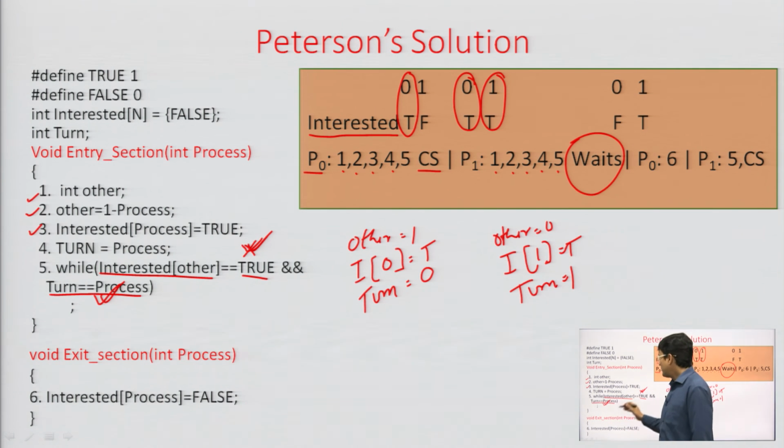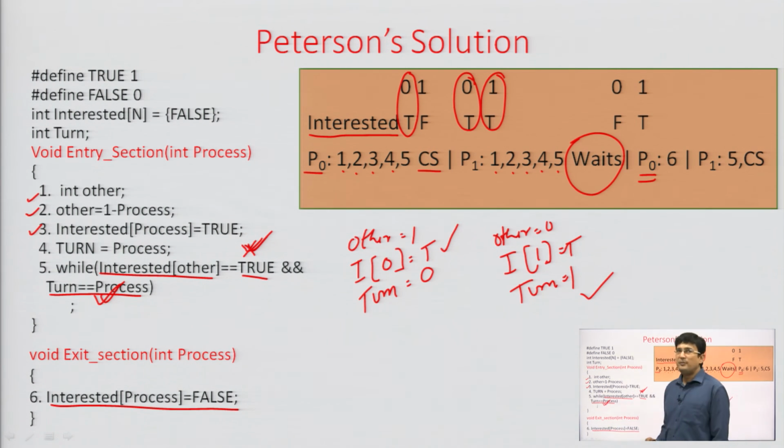I again repeat, if the interest of the other process is true, yes, here the interest of 0 is true, and turn equals process, turn equals 1, this process will wait. It means it cannot enter the critical section. Now, let us say the P0 process exits the critical section. When P0 exits, it will run this statement and I0 will be set as false.